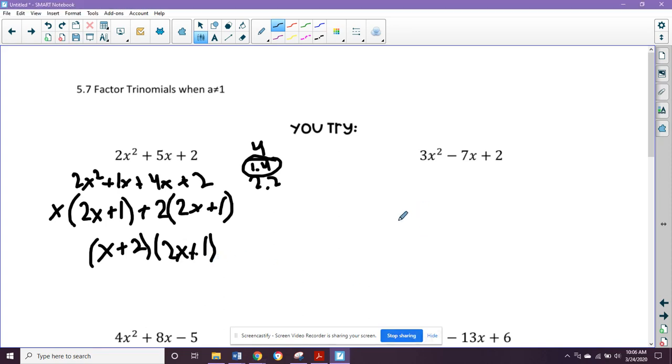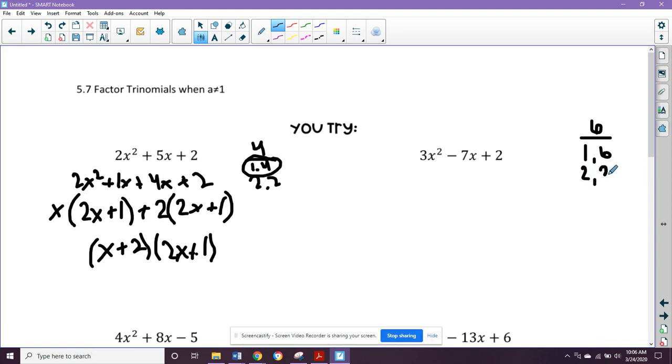Okay, now let's look at this next problem. 3x squared minus 7x plus 2. Let's multiply our first and our last term. 3 times 2 is 6. So we need to find factors of 6. 1 and 6, and 2 and 3.